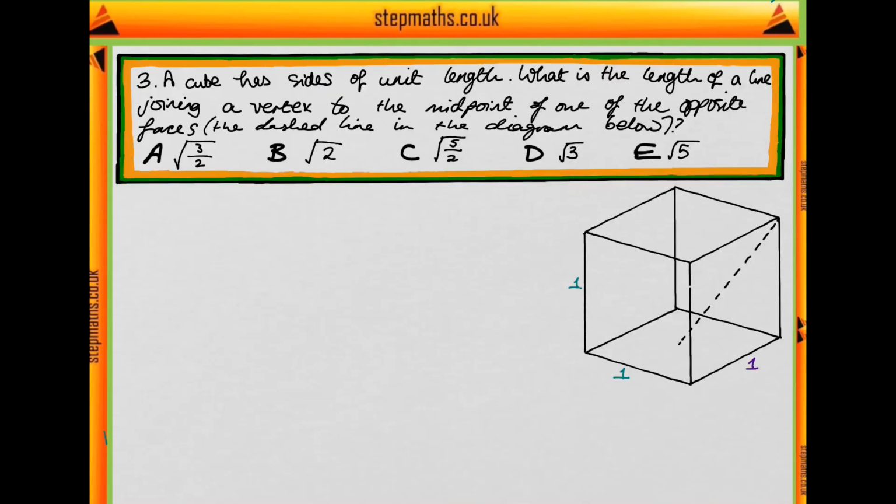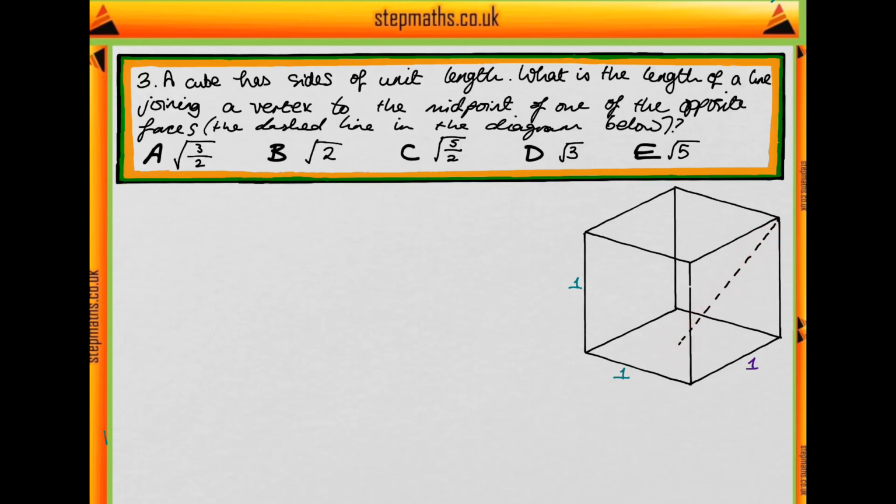So this is question 3 of the Natural Sciences Admissions Assessment specimen paper. In this question we have a cube with sides of unit length, which means each side has length 1. And we want to find the length of the line which joins a vertex, so a corner, to the midpoint of one of the opposite faces, which is this dotted line here. So we're trying to find the length of this line.